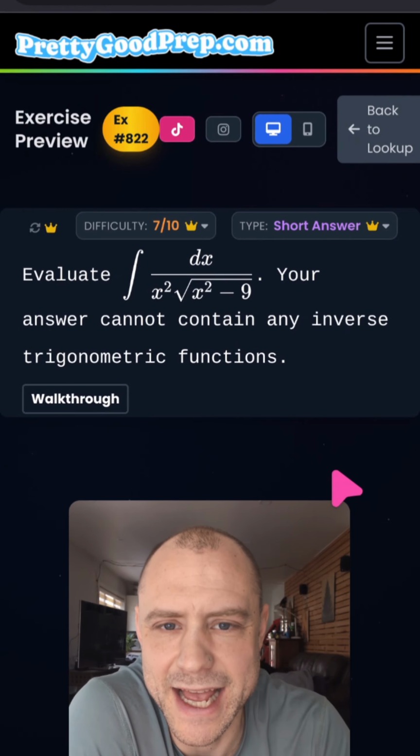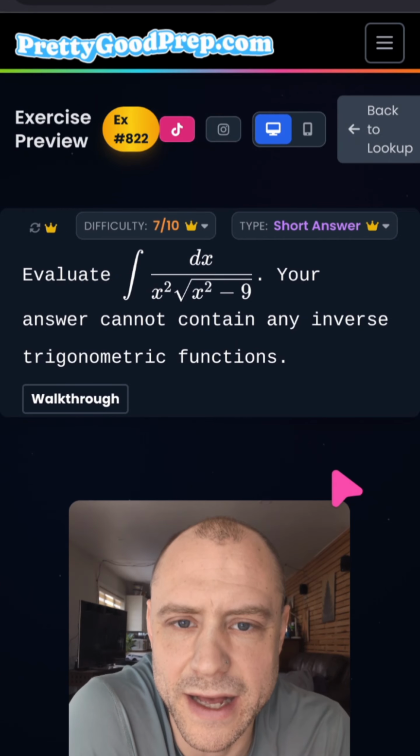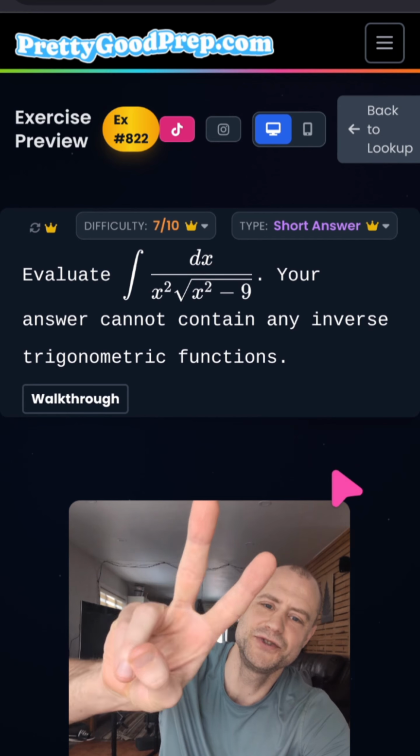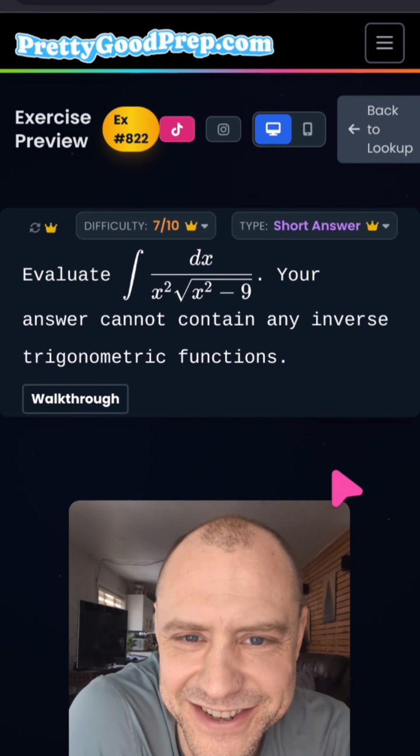Here's another exam level problem with integral calc. So let's see, I'll give you 3, 2, 1 to solve it. Okay, let's go through this.